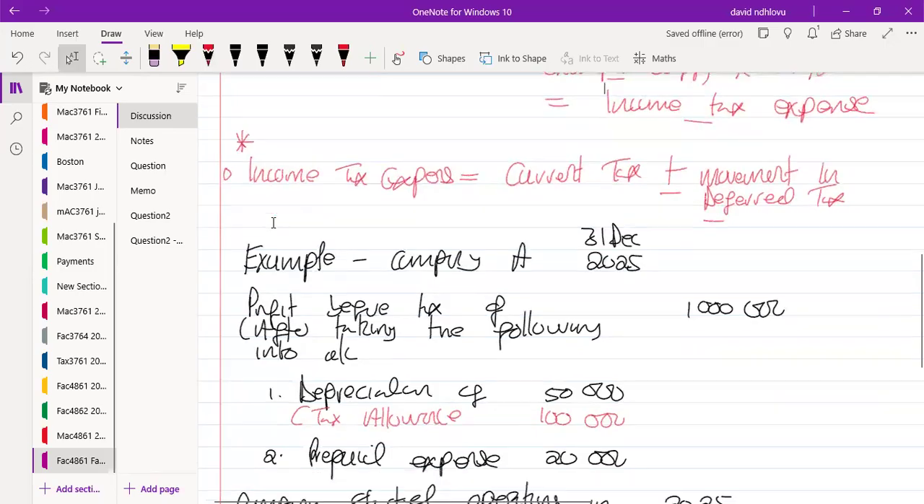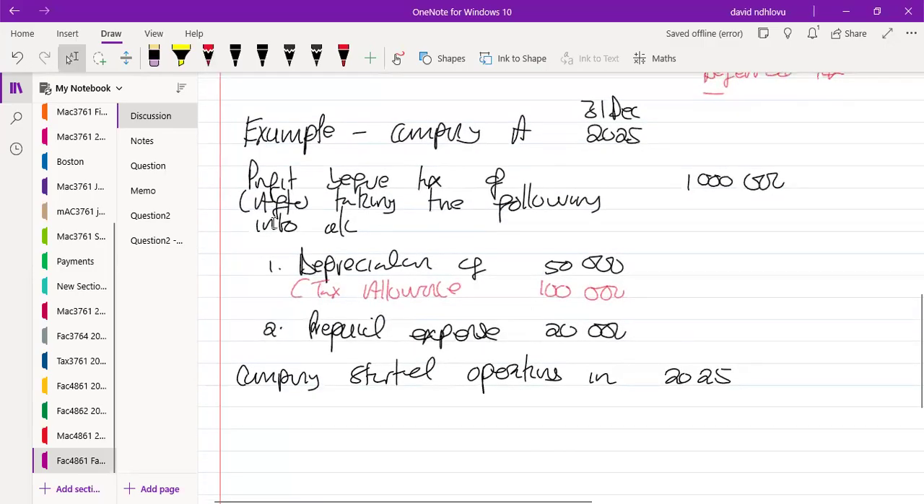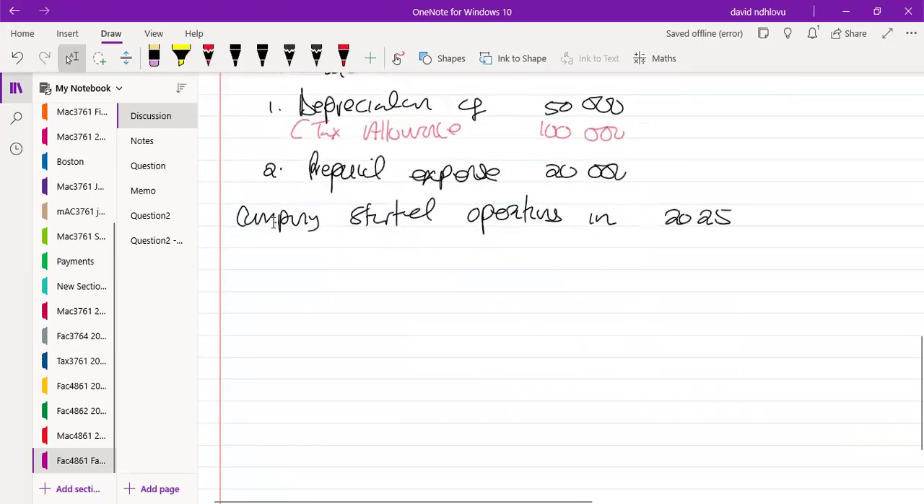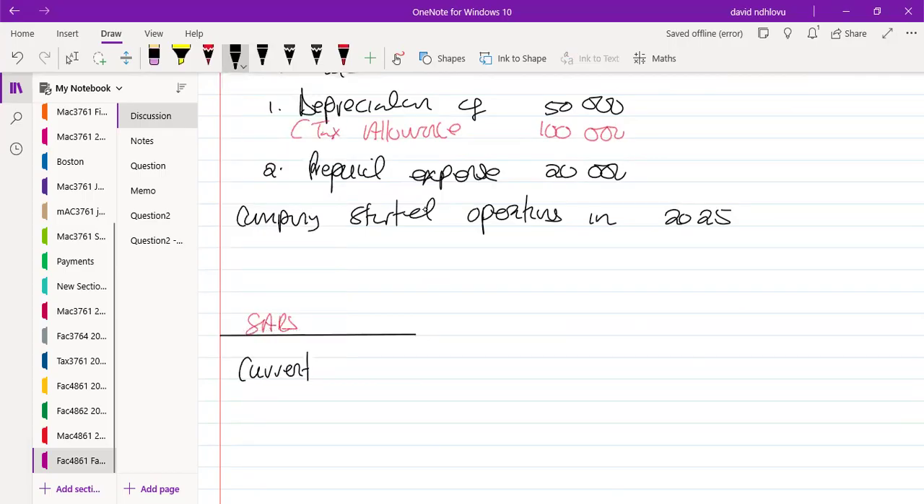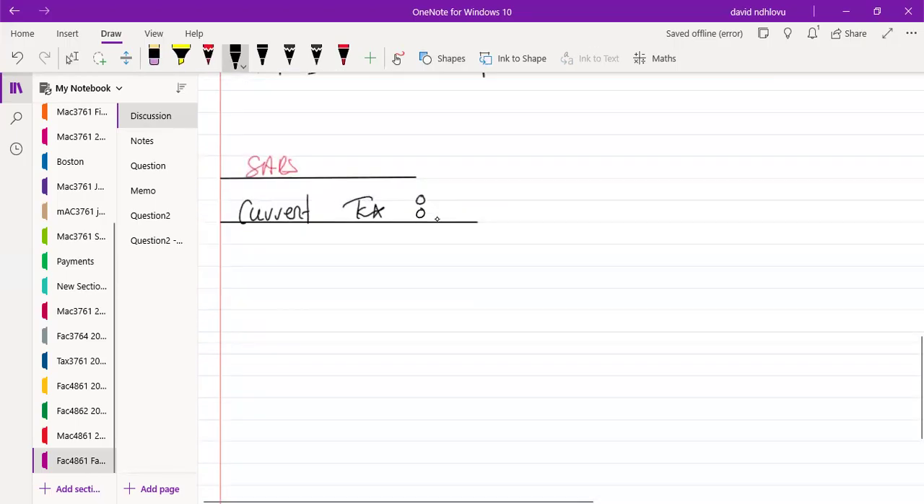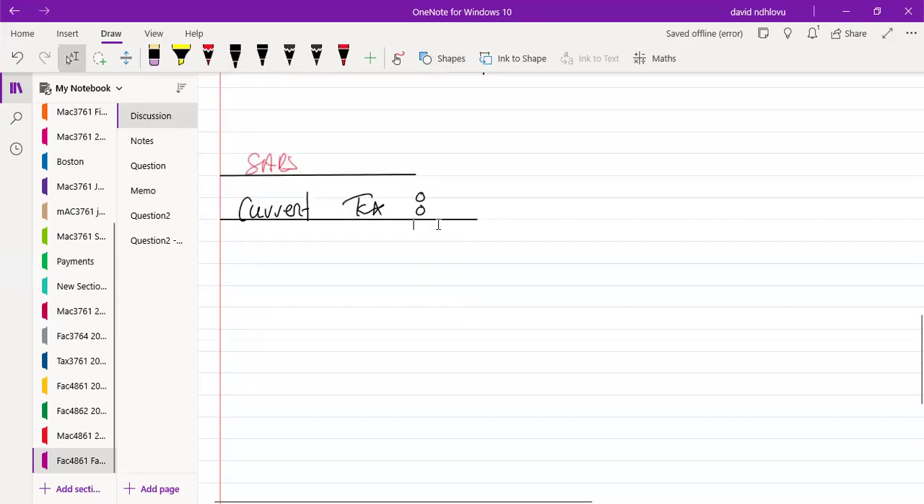Right, are we together? Yes, sir. Wonderful. So we want to look at our example here and say, let's look at what SARS is going to do with regard to the information that we have provided here. Right, we know that SARS calculates what is called the current tax amount. Now, the current tax amount is the amount for the current year that is recognized by SARS as your tax expenditure, and therefore that is the amount that you should pay.